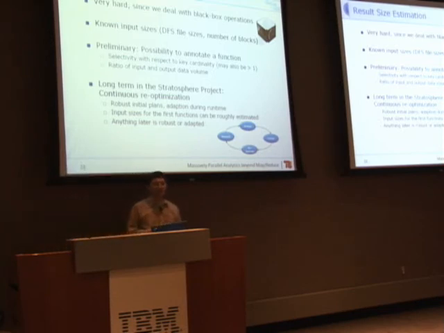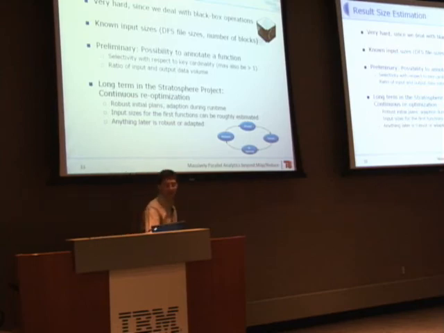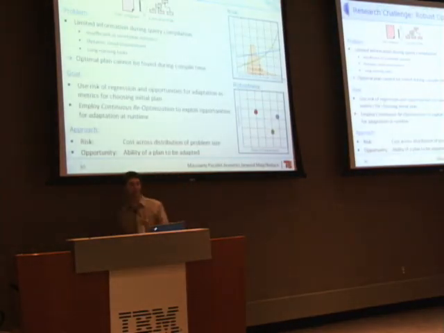But what we want to look at now in the next year and 2 years, a PhD thesis is looking into, or 2 PhD theses I should say, look into robust optimization, where we generate initial robust plans, which are then adapted during runtime. So we take the input sizes for the first functions, which you can roughly estimate, and anything else later is robust or will be adapted. Let me show you in more detail what I mean by that, which is a research challenge.